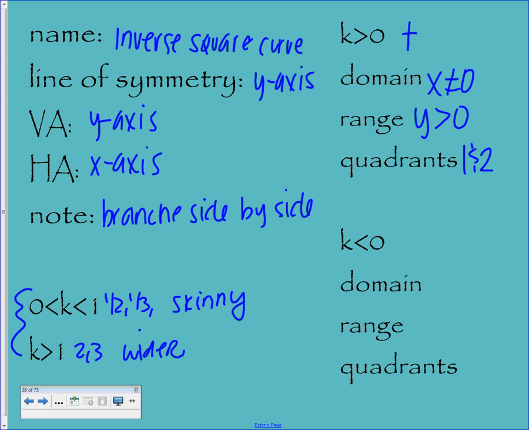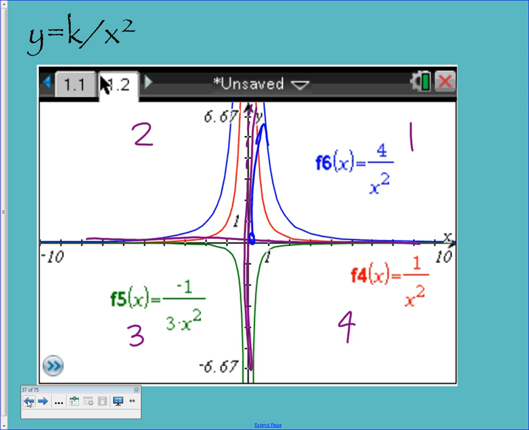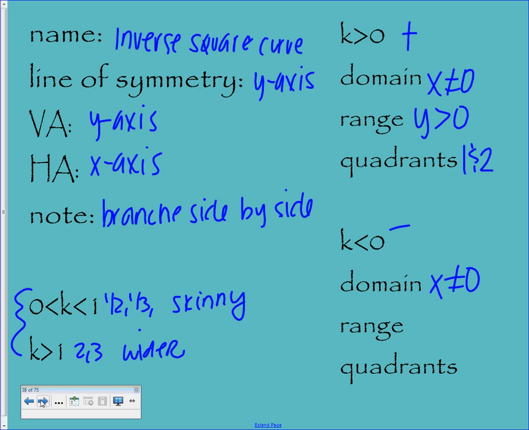Kind of along the same idea, the negative graph, the x also cannot equal 0, but let's take a look at the range. Now if I'm looking at that green graph, I only see it here and below. I don't see the green above. So the green is going to be y less than 0. Again, not equal to because it's not actually touching. And then this is quadrants 3 and 4. So now we've taken a look at all the properties of both inverse graphs.